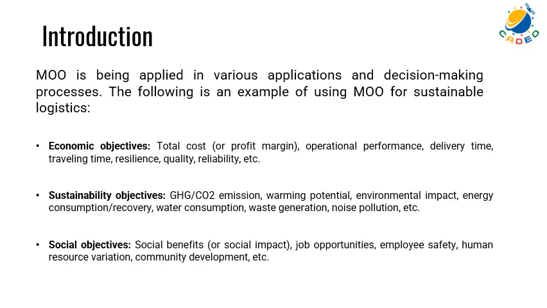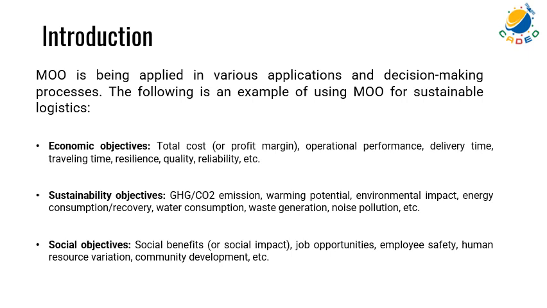Multi-objective optimization is a helpful tool used in different areas to make decisions. Let's look at an example where multi-objective optimization is used for sustainable logistics, which means making sure things are good for the environment, humans, and the economy. When we talk about multi-objective optimization in this context, we have different goals to think about. First, there are economic goals like how much it costs, how well it works, how long it takes, and how reliable it is.